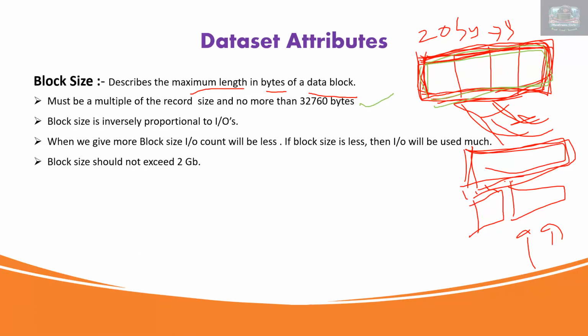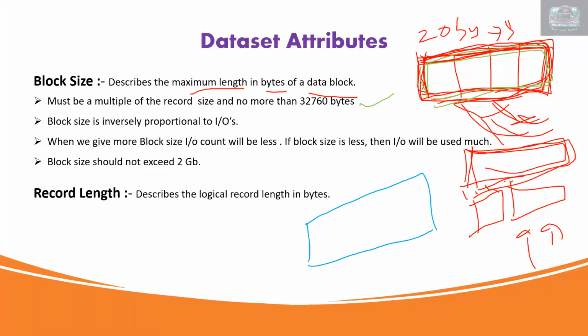The other one here is record length. It is a part of a block size. As I told you, if this is the data block, it will have records in it.